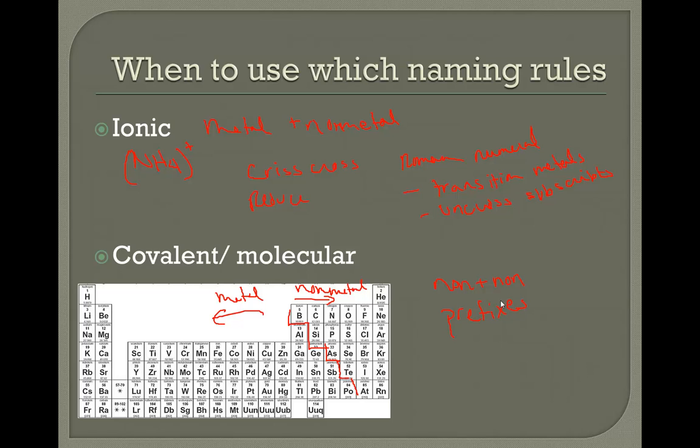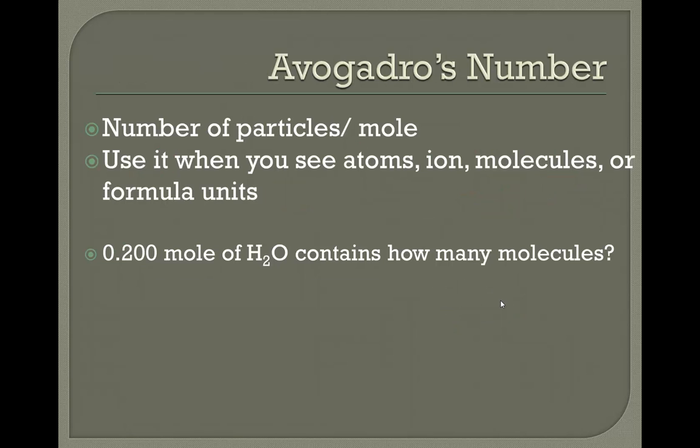Alright, so Avogadro's number is the number of particles per mole. You use it when you see the words atoms, ions, molecules, or formula units. Be very careful of them because sometimes they'll be asking about atoms, yet they give you molecules, so you have to break it down. We'll do one of those.